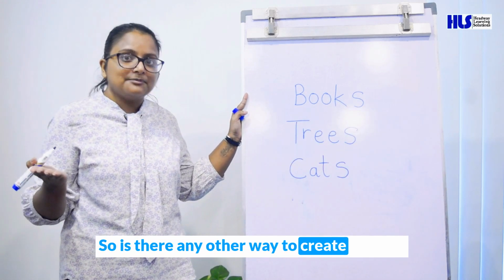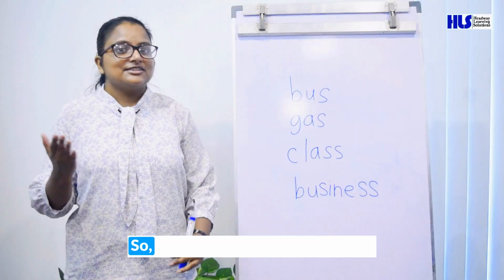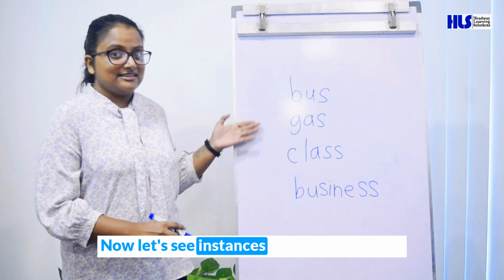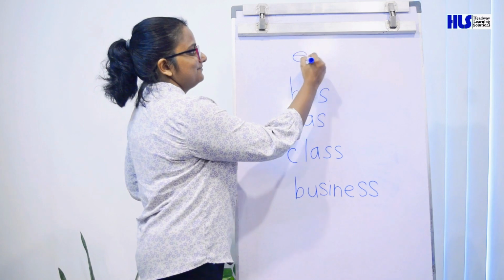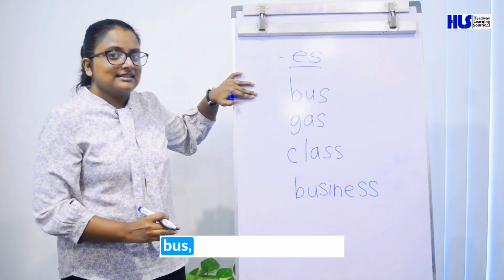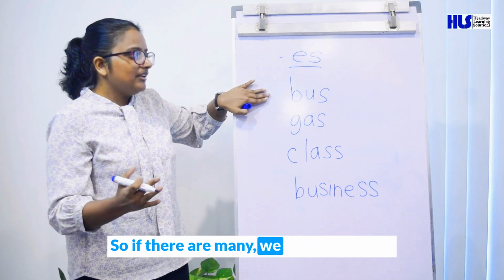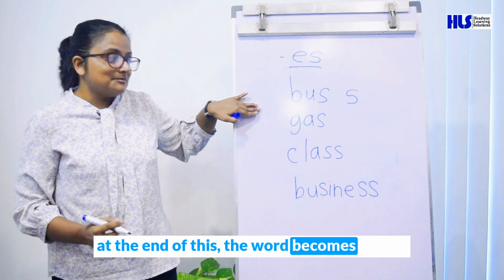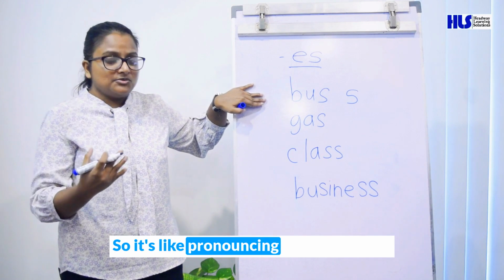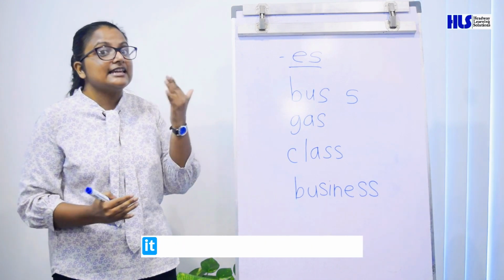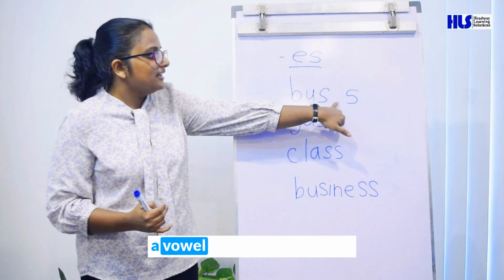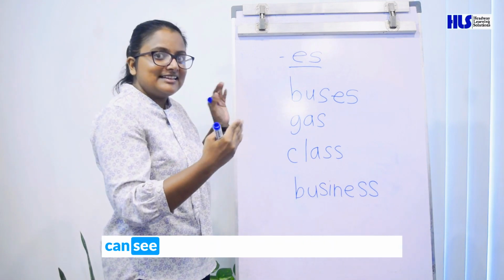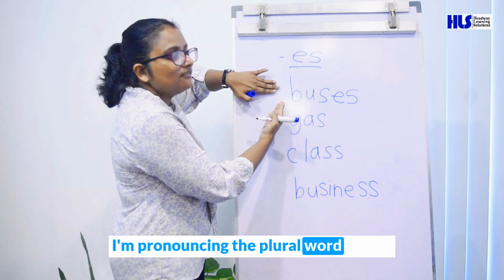So is there any other way to create plurals? There is. So let me show you. So I said first to add s at the end of the noun to create the plural. Now let's see instances where we add es. Look at this noun, bus. There's only one bus. So if there are many, we have to add s. But the problem is, the moment we add s at the end of this, the word becomes bus. So it's like pronouncing the same word. So in English, in order to make it easier to pronounce, we add a vowel in front of the s. Buses. Now when I pronounce the word, you can see that it is easier to pronounce and I am pronouncing the plural word of bus.